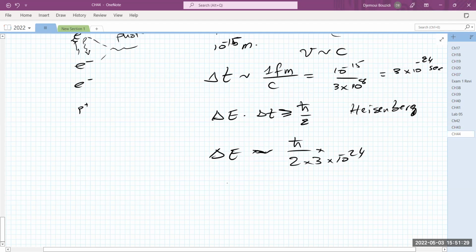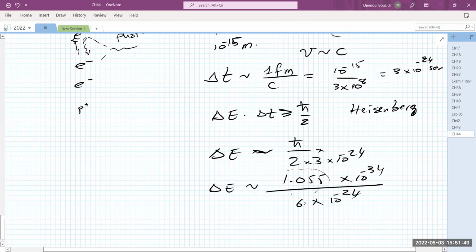So if you put everything in here, this delta E is going to be of the order of h bar. Remember, h bar is 1.055 times 10 to the negative 34, divided by 6 times 10 to the negative 24. And 6 times 10 to the negative 24 is about 1 or 10. I'm just going to look for the order of magnitude only. So this is 10 to the negative 10, divided by 10, which is roughly 10 to the negative 9.